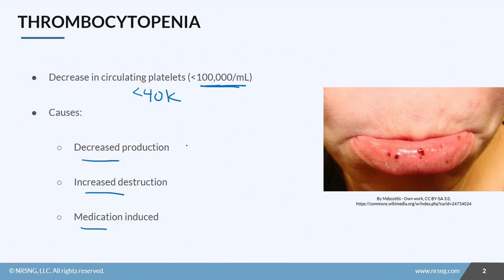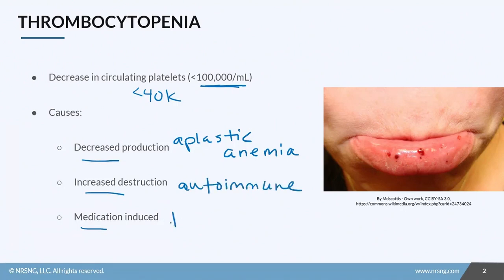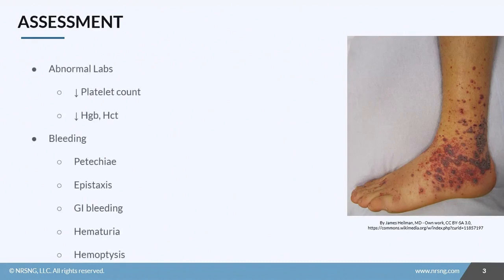So an example of decreased production would be something like aplastic anemia, where the bone marrow stops producing all the blood cells altogether. Now, increased destruction can happen sometimes in autoimmune diseases like lupus, and then medications like heparin can actually induce a severe thrombocytopenia in our patients. So we'll see those decreased platelet counts, obviously, at least less than 100,000, but usually we don't start treating until they're less than 40.